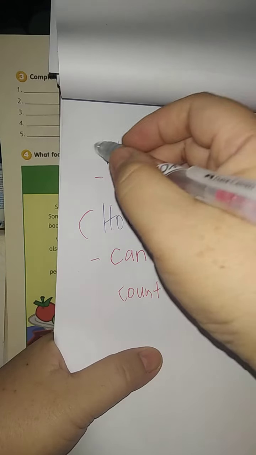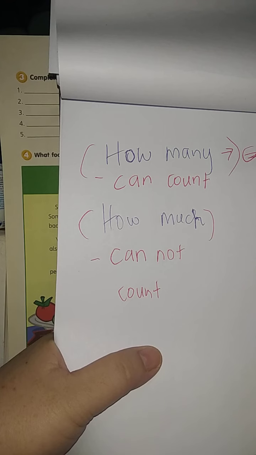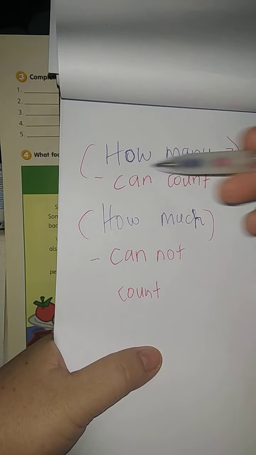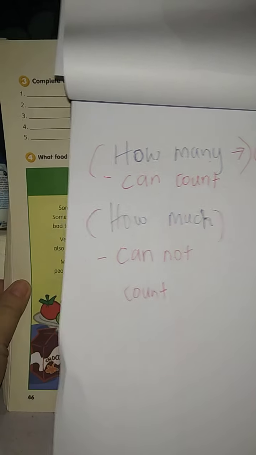For something that you can count, for example 2 plates, 3 plates of rice, 1 sugar, 2 sugars, 1 sweet, 2 sweets. You can count and touch it and count one by one. We can start the question with how many. How many sweets do you have? How much do you love your cat? So how much is for something that you cannot count. How many is for something that you can count.